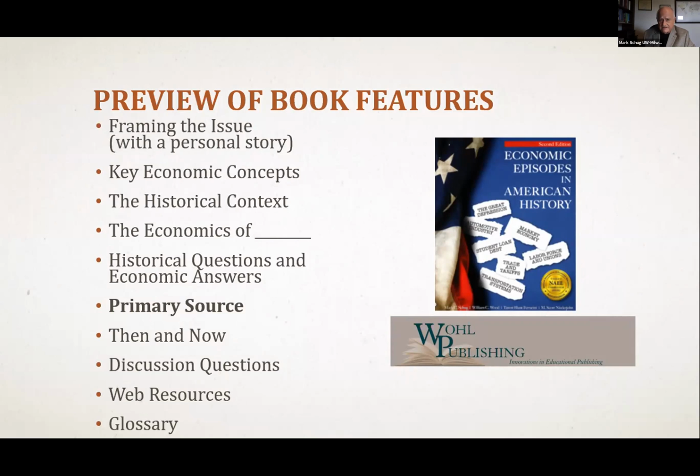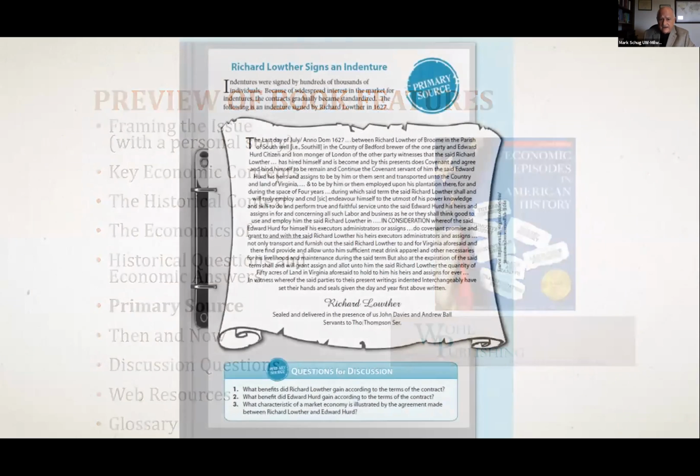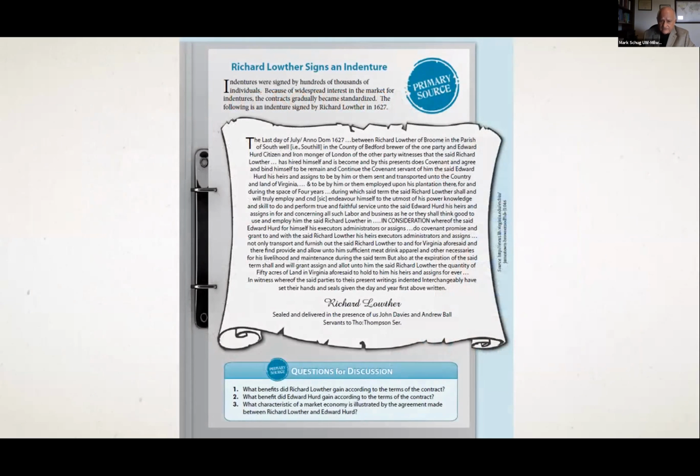The teachers really tell us they like the primary source. And here is an indenture of Richard Lothar. So this is in the chapter on indentured servitude. And it's showing that an indentured servant signed a contract. Someone that was enslaved never signed a contract.